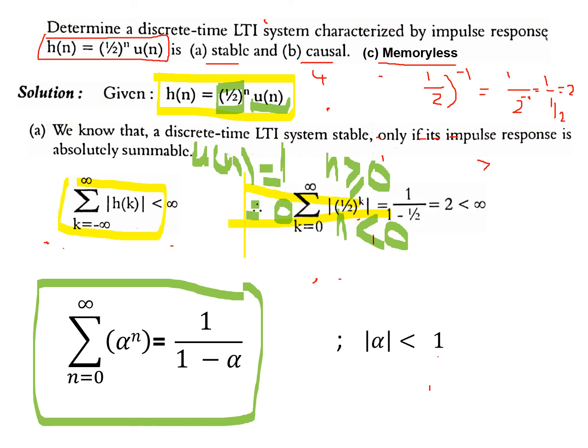See, I applied this formula. Now h of k in the place of h of n. So half to the power of k I wrote. In the place of n I am writing k. Wherever n is there I will write k. And limit is 0 to infinity.